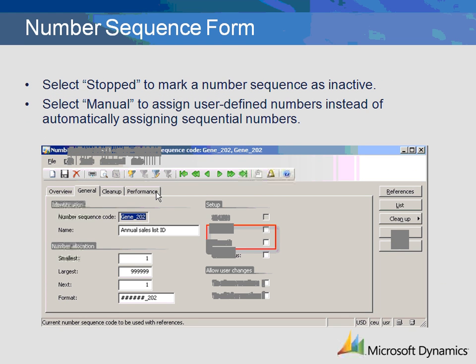Now let's click on the General tab to view some options that did not appear in the wizard. Select Stopped to mark a number sequence as inactive. Select Manual to select user-defined numbers instead of automatically assigning sequential numbers. If Manual is selected, the formatting options will be ignored. The master files, such as customers, vendors, and inventory items, are often a manual number. The Allow User Changes section indicates if the user can edit the auto-assigned number.